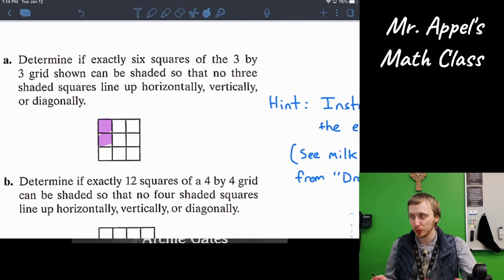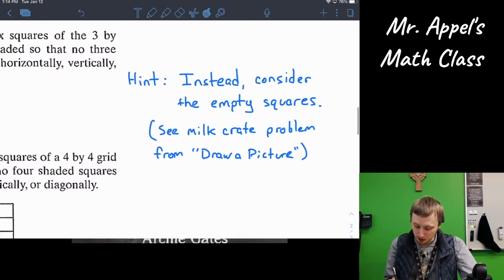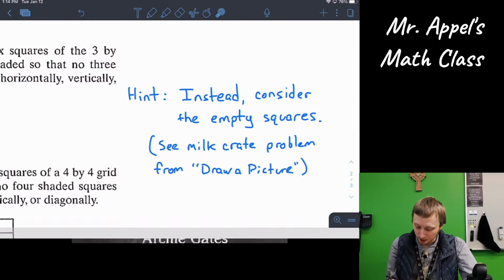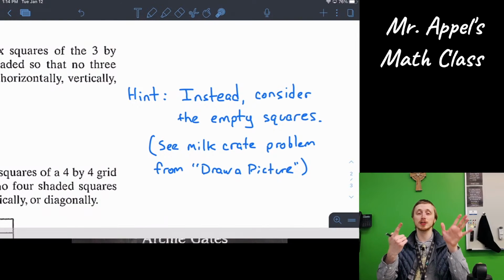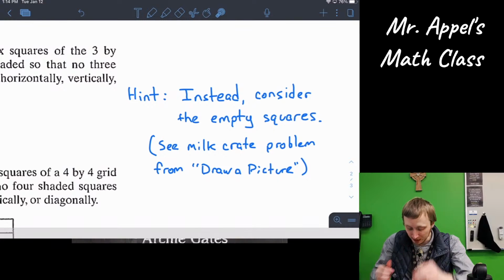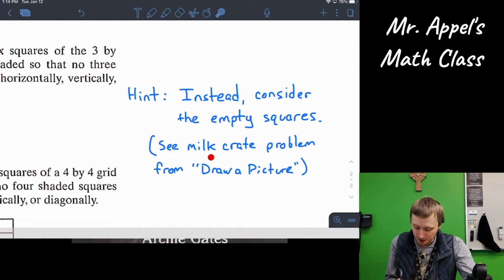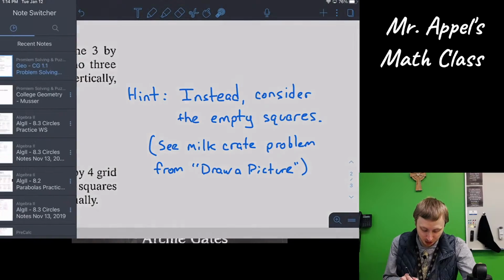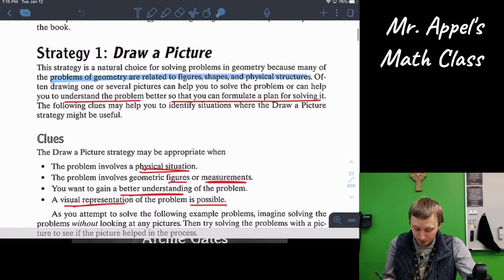And if that proves difficult, because there's too many things to keep track of, my hint for you is to instead consider the empty squares left behind. If I color in 6 squares out of 9 total, that means there's 3 blank squares left over. In fact, we already have a similar problem from the text in the Draw a Picture section. Let's take a look at that here.